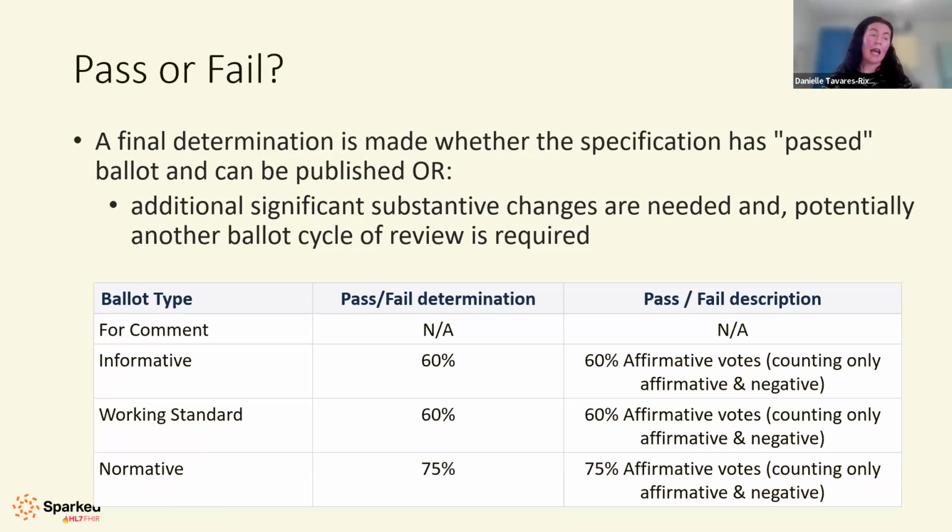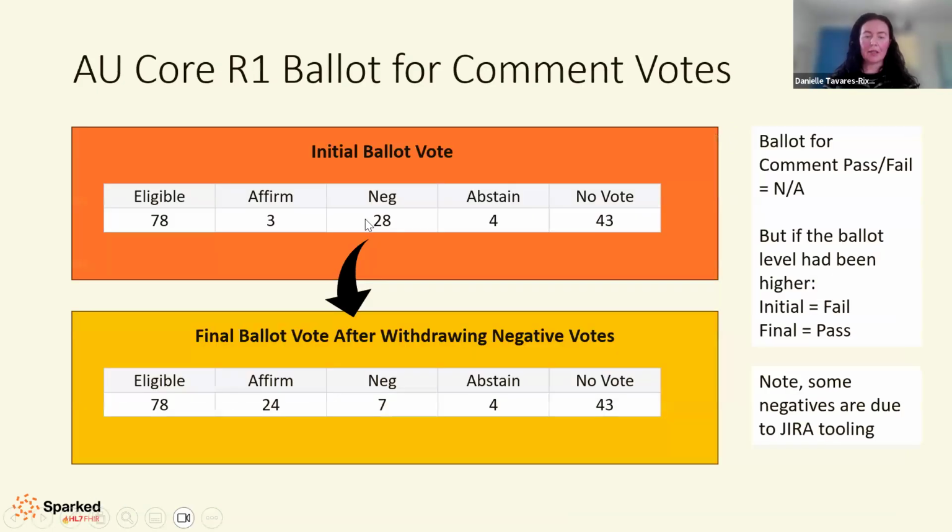They're putting out a series of material where they want to get comment and direction from the wider community. So it's not about passing or failing. Can we publish e-requesting R1? And that was what we did with Core back in March. And so these were the numbers we got when we went through Core.